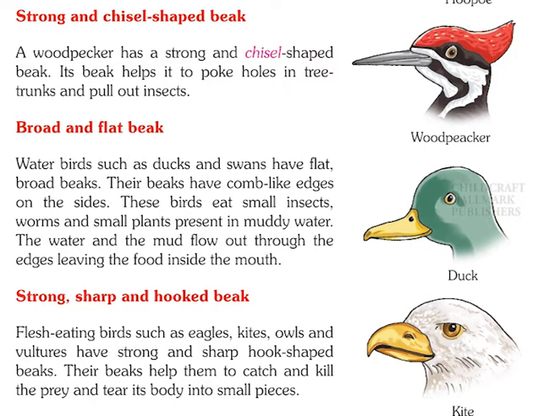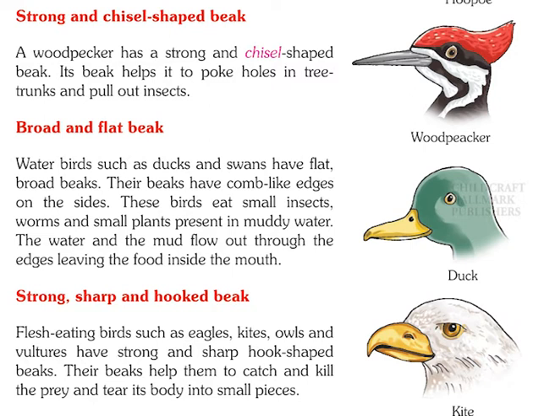Broad and flat beak. Water birds such as ducks and swans have flat, broad beaks. Their beaks have comb-like edges on the sides. These birds eat small insects, worms, and small plants present in muddy water. The water and the mud flow out through the edges, leaving the food inside the mouth.